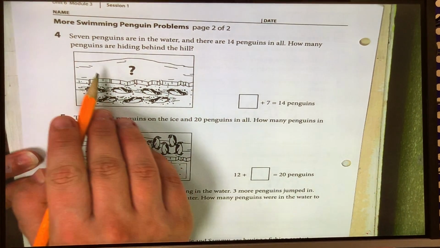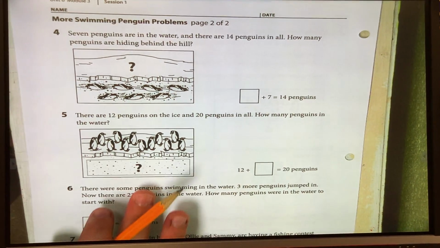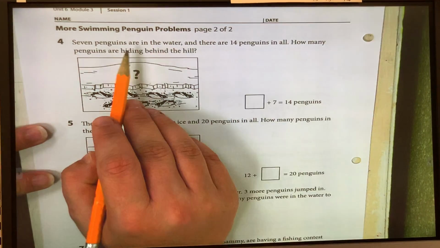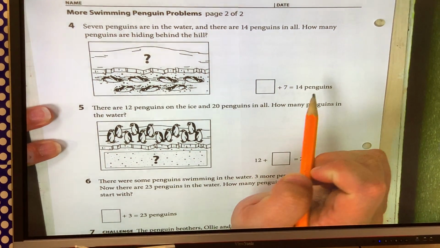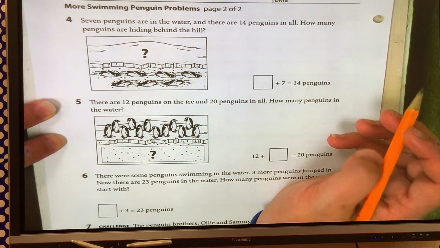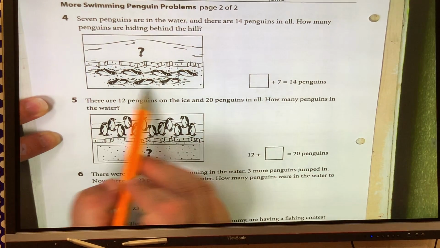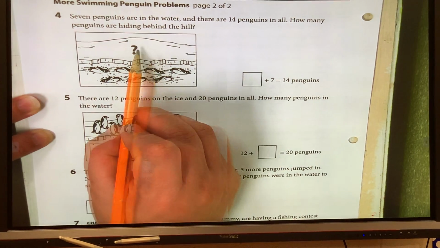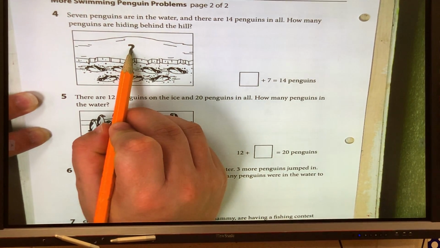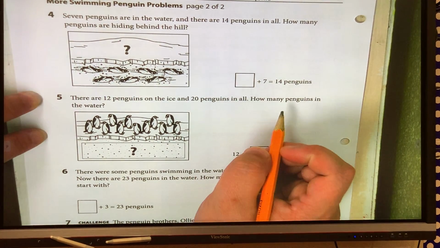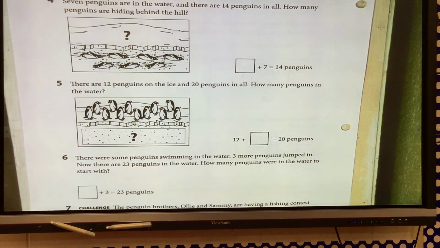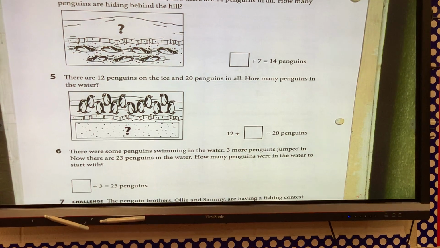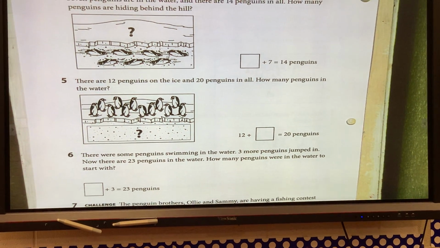I'm gonna read this one to you, and then I'm gonna let you do this one by yourself. 7 penguins are in the water, and there are 14 penguins in all. How many penguins are hiding behind the hill? So it shows how many's in the water, but we're missing the number of penguins up here. I want you to count on and figure out how many are hiding behind the hill. Give me a thumbs up when you know it. Stop at 14.